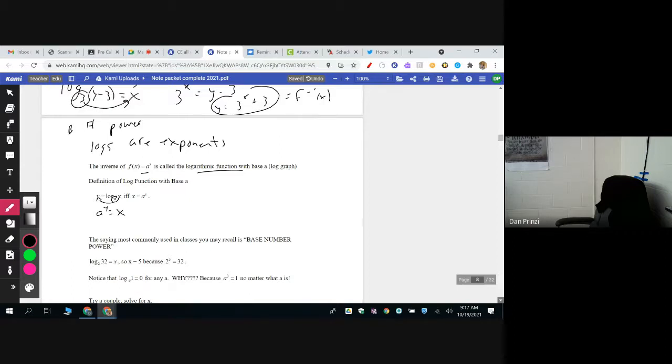For example, does this sound familiar? The log base 2 of 8. You guys know what that is? No. Sarah? It's 3. Because the answer to the log is the exponent, so you have 2 to the 3rd equals 8.